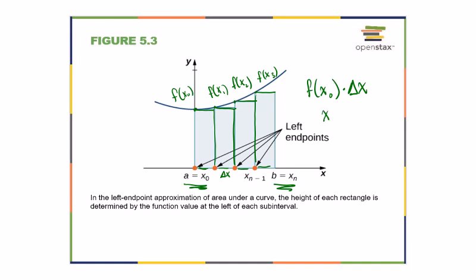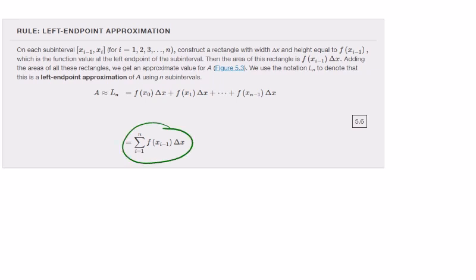We could create a sigma notation and say, what if we start at 0 and go all the way to n, and find the sum of these. Actually, we go to n minus 1 for left endpoints, because we don't actually use this last value, we use the one right before it. So that is how we get this right here. It's a little different than what I said.